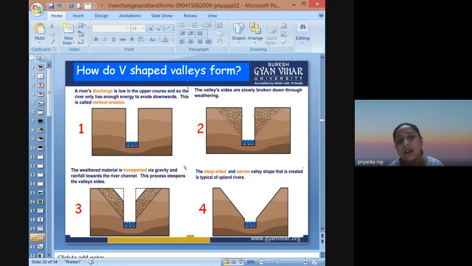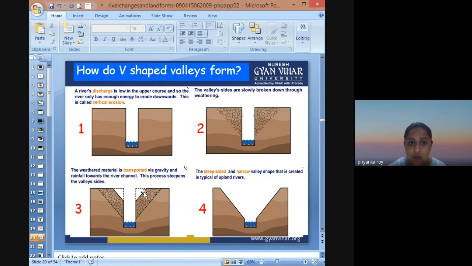How does a V-shaped valley form? This is how it forms. The river discharge is low in the upper course, so the river only has enough energy to erode downwards, and this is called vertical erosion. The river sides are slowly broken down through weathering processes, and the material slides down into the riverbed.